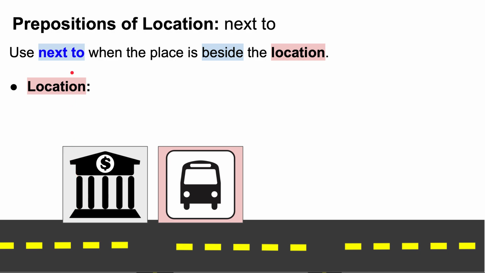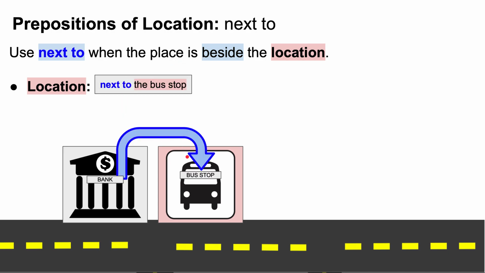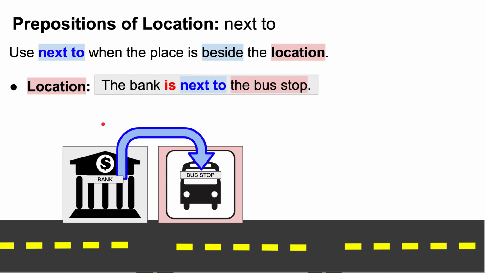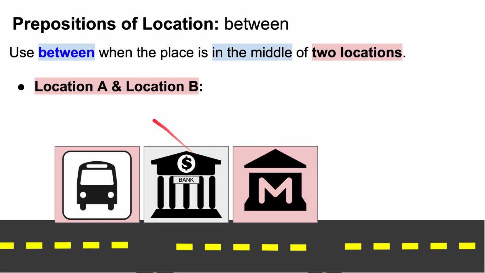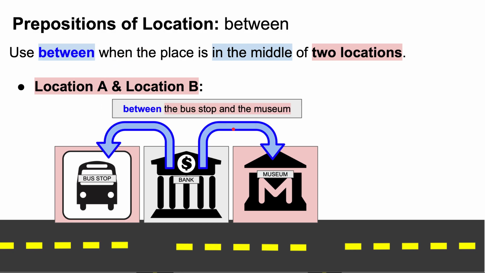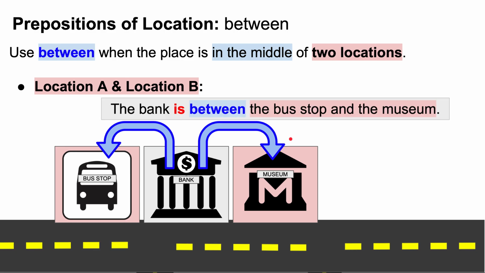Now let's talk about next to. We use next to when the place is beside the location. For example, next to the bus stop. For example, the bank is next to the bus stop. Now let's talk about between. We use between when the place is in the middle of 2 locations, a location A and a location B. For example, between the bus stop and the museum. For example, the bank is between the bus stop and the museum.